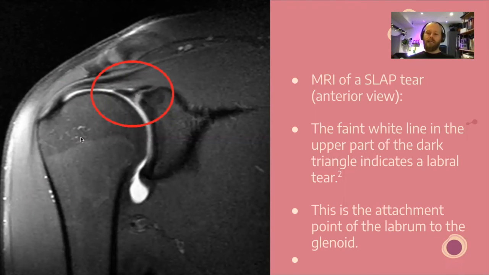That faint white line is an indication of a labral tear. That's the attachment point of the labrum to the glenoid. The white is what indicates that it is maybe no longer quite so attached. So this is an anterior MRI view, and next we'll move to a more lateral view.